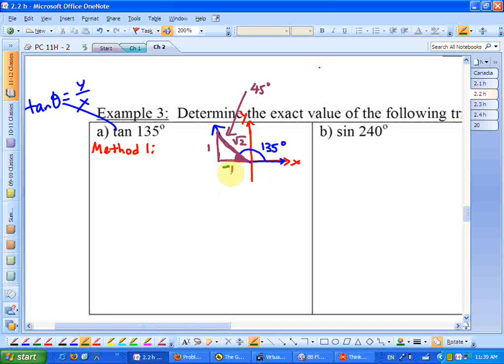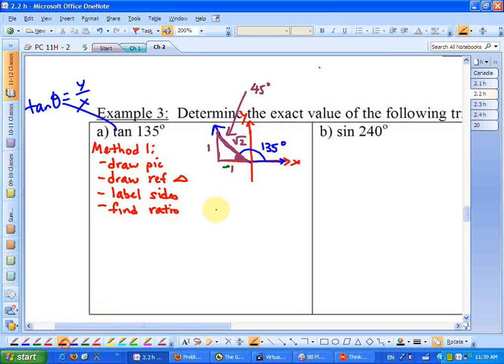Okay? So method number 1 is to, first of all, draw a picture. And then draw the reference triangle. Then label the sides. And then now find the ratio. That's the last step. So once you've labeled the sides, it's like the previous questions we had, right? Once you know all the sides, you can now figure out the ratio for tangent.